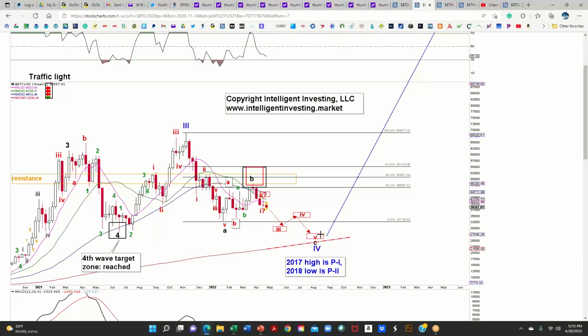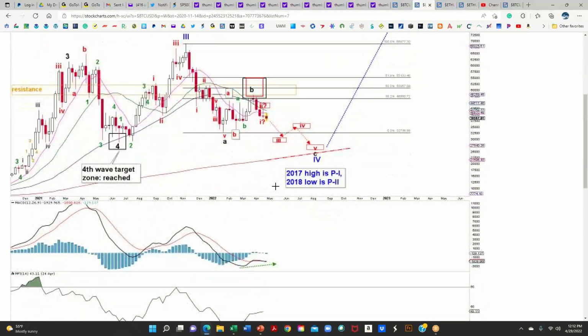Does Bitcoin have to follow this ideal Fibonacci-based standard impulse pattern? Not at all. It can turn into a diagonal. It can have a shorter 3rd wave, a shorter 4th wave, a longer 5th wave. There are many variations, but this is what we go by. And so far, we've topped right here in this ideal wave 2 target zone. The traffic light is red. This still looks pretty good for this setup.